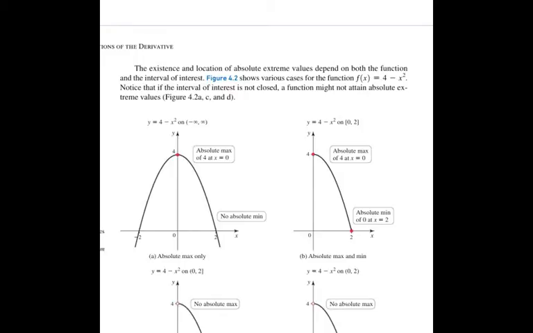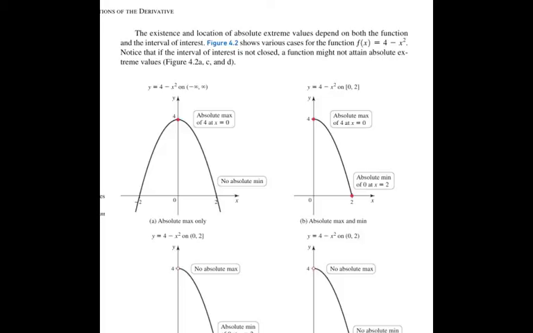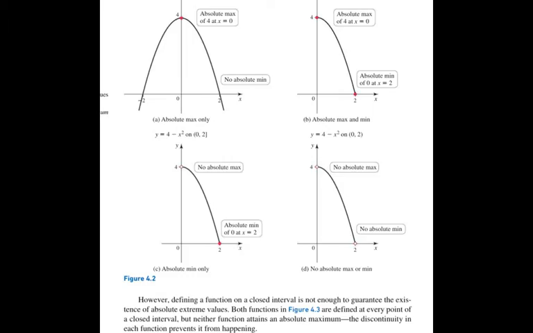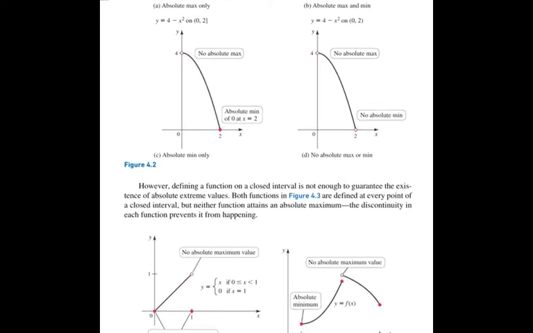For part C, notice that we're doing a half-open interval, where we don't include 0, but we include the closed endpoint of 2. So there is no absolute maximum value, but there is an absolute min. And in part D, we're doing the completely open interval from 0 to 2. There is no absolute max and no absolute min. So defining a function on an interval is not enough to guarantee the existence of absolute extreme values.